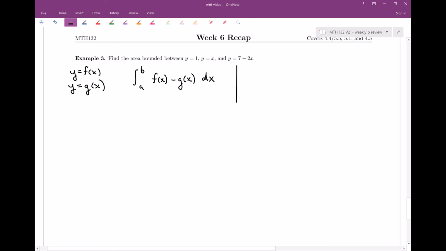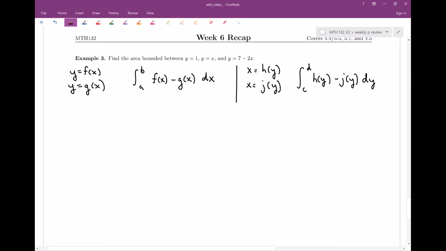The other option is that if you have x equals some function, so maybe x equals h of y, or x equals, let's use j, j of y. Then you could do the integral from c to d, again integrating with respect to y, of your big function, h of y, minus your smaller function, j of y. So you have a couple of different scenarios that you could set this up with.